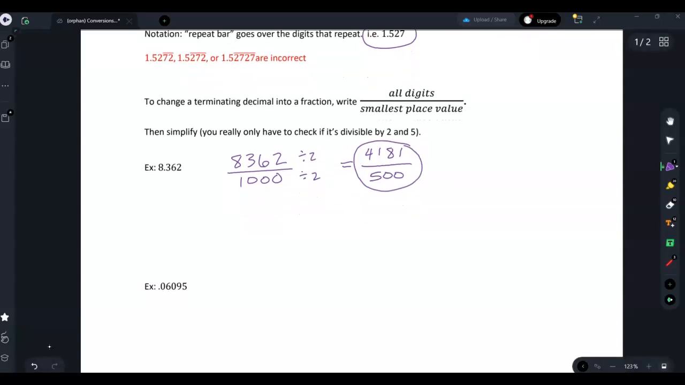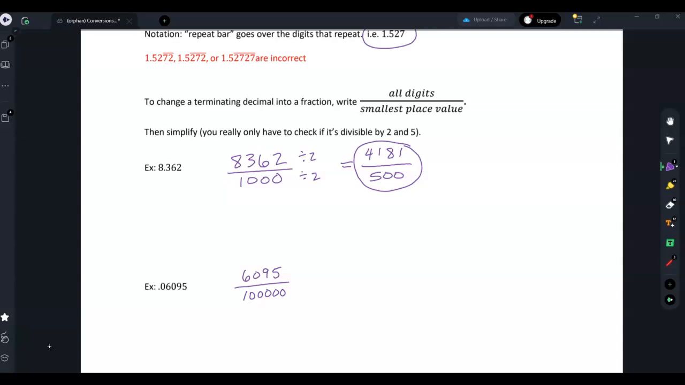So I'm going to do one more example of this. The quick way is to take all the digits in your number, and in this case, I don't really need to write that 0 in front of the 6, so I'm just going to leave it off. And then put that over the last place value. In this case, this goes out to the tenths, hundredths, thousandths, ten-thousandths, hundred-thousandths place. So I would put this over 100,000. And then you've basically done it. It's just down to the part of simplifying this.